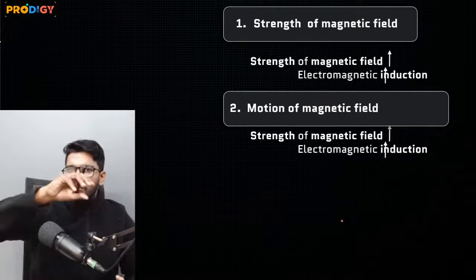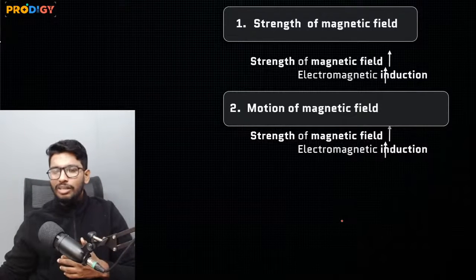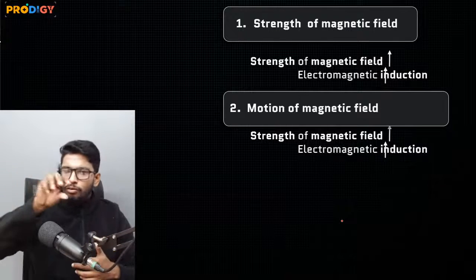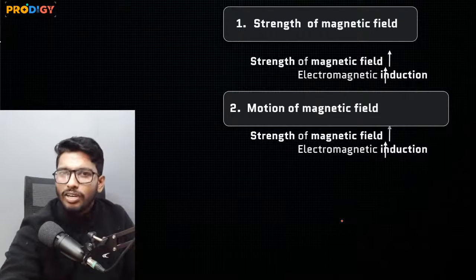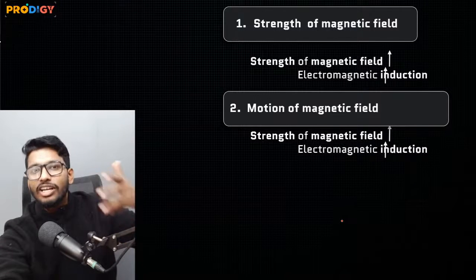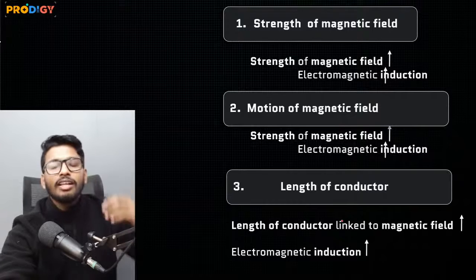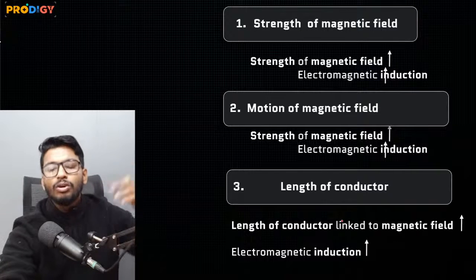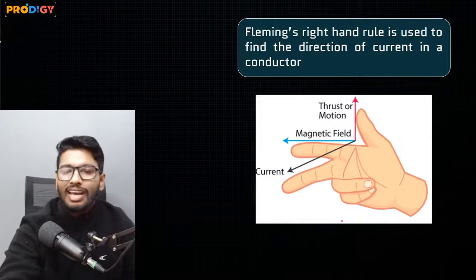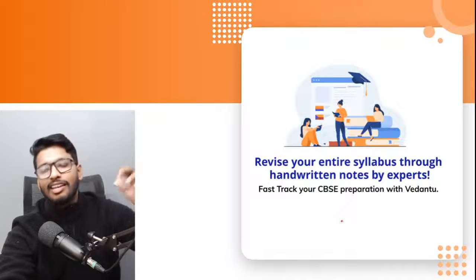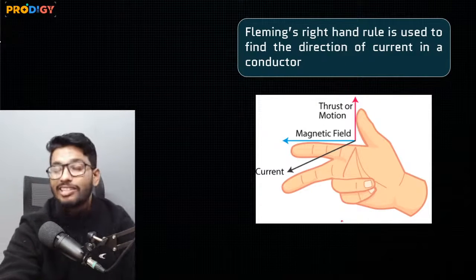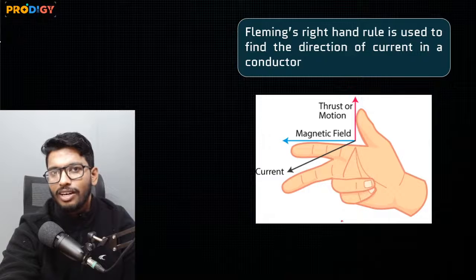The faster I move it, the more would be the electromagnetic induction. If I move the magnet slowly, then the amount of current produced, or the amount of voltage induced, would be much lesser. Then we have the length of the conductor. The more the length of the conductor, the more would be the electromagnetic induction. And yes, like I told you, you have to use your Fleming's right hand rule to find out the direction of that induced current.